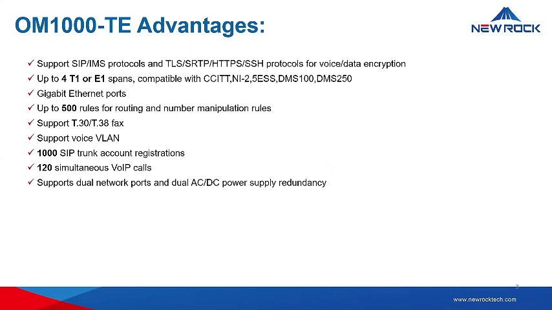Then the next one is we support dual network ports and dual AC/DC power supply redundancy. Our trunking gateway has dual LAN ports redundancy protection. This is to ensure the calls are not affected by any network failures. And of course, we have an optional 1+1 AC/DC power supply. So we have a single AC and an optional dual AC or dual DC power supply.